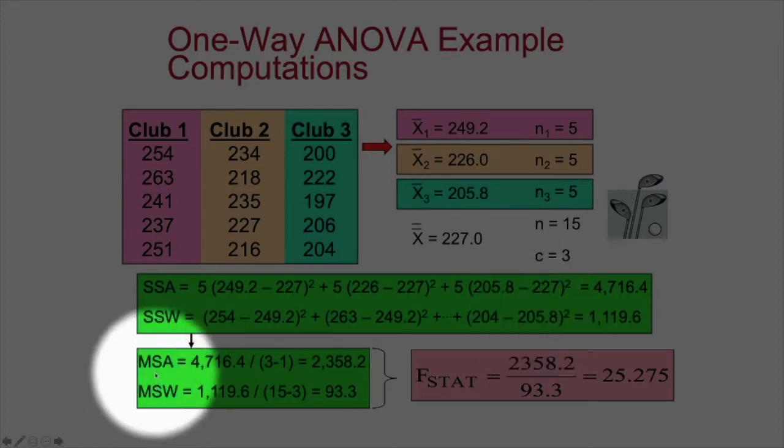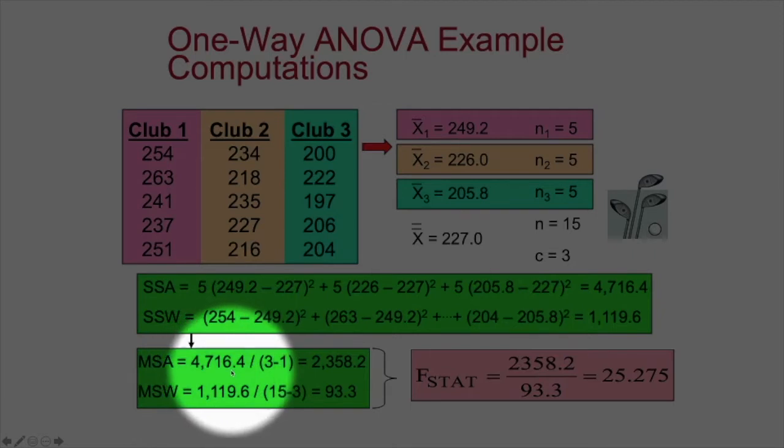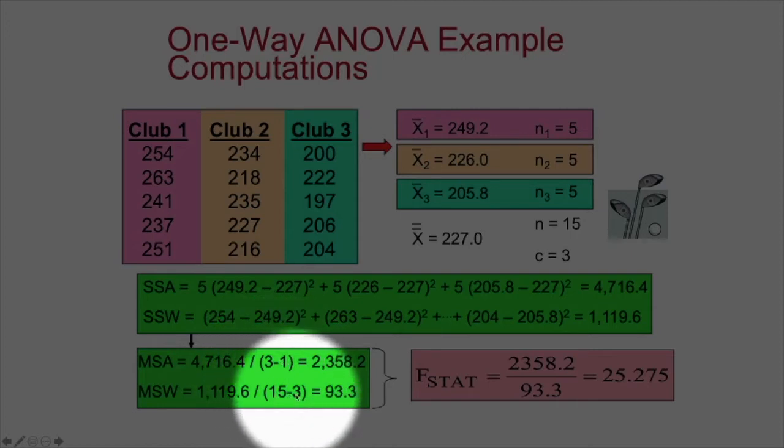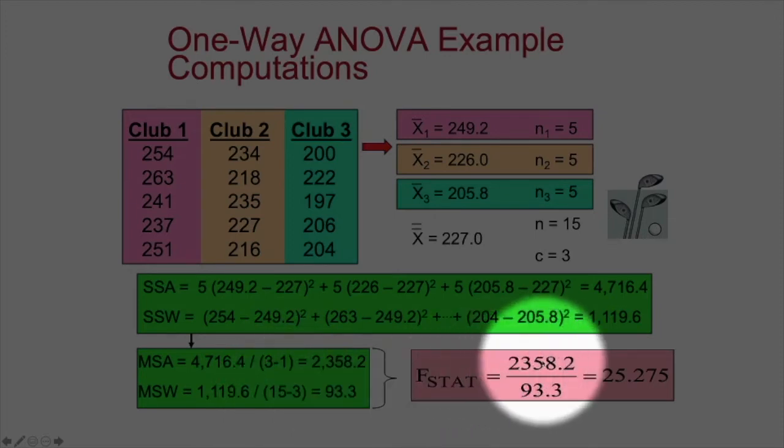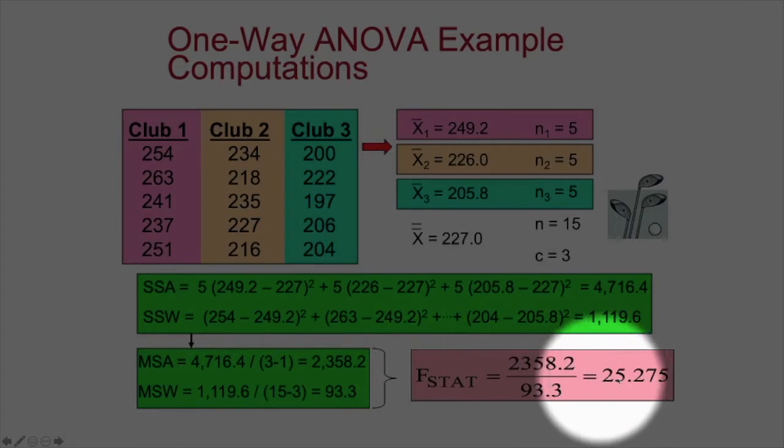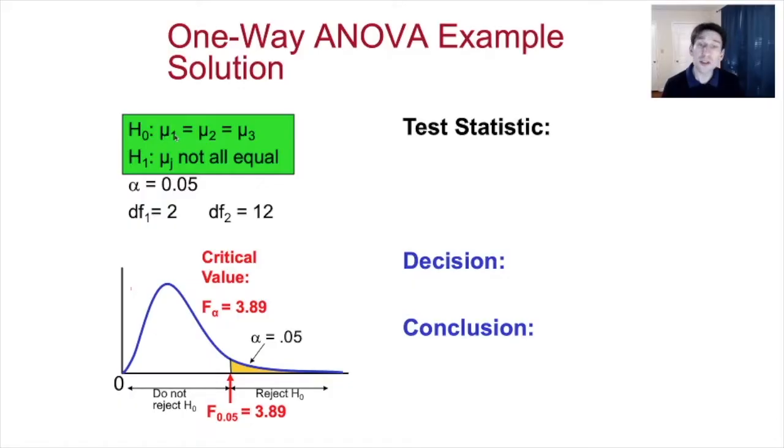The MSA and MSW are just the SSA and SSW divided by their respective degrees of freedom, number of groups minus 1, number of observations minus number of groups. Or the way we called them, this is C minus 1, this is N minus C. And the F-stat is just the MSA divided by the MSW, and it's equal to 25.275.